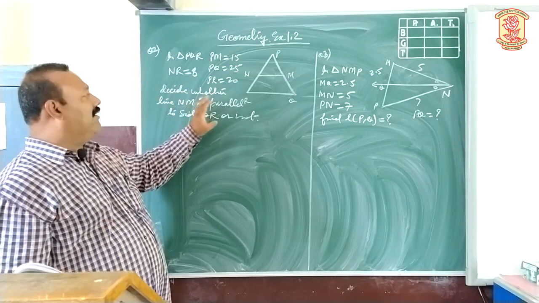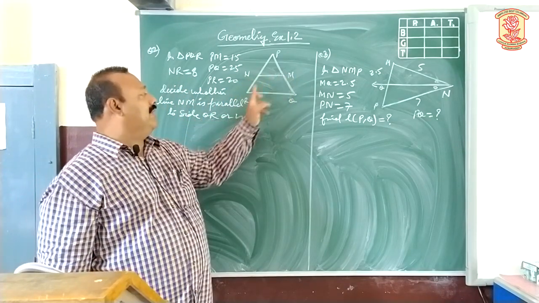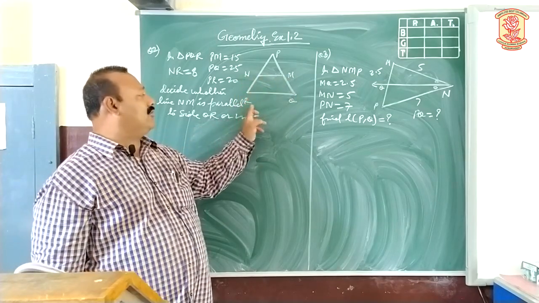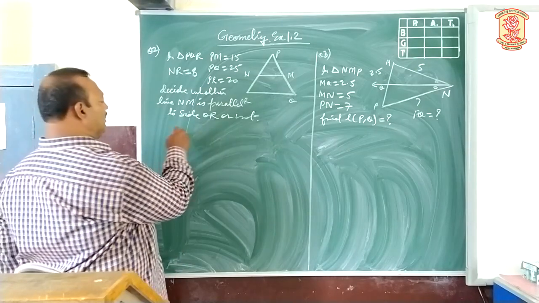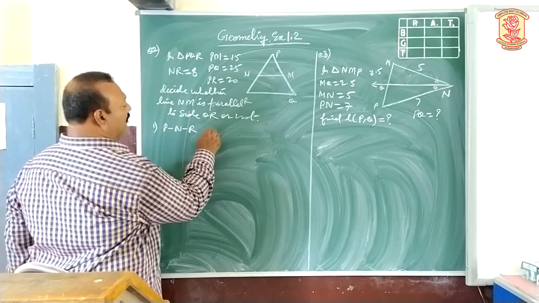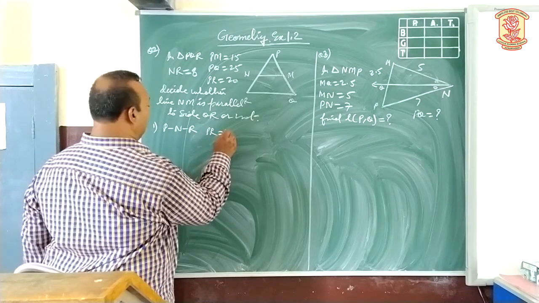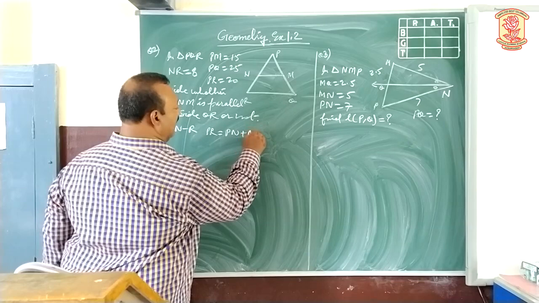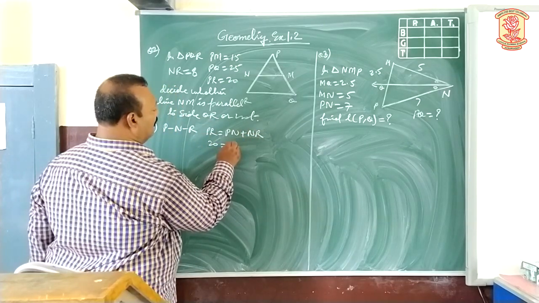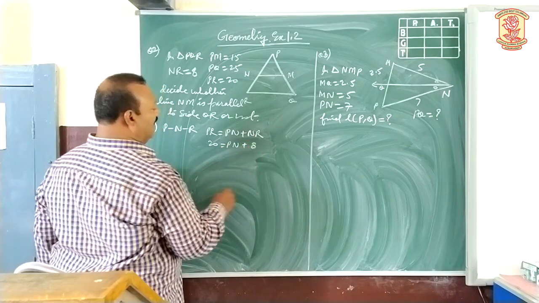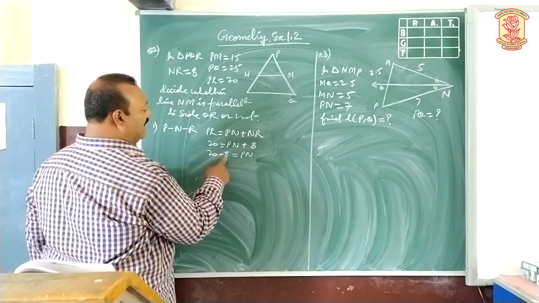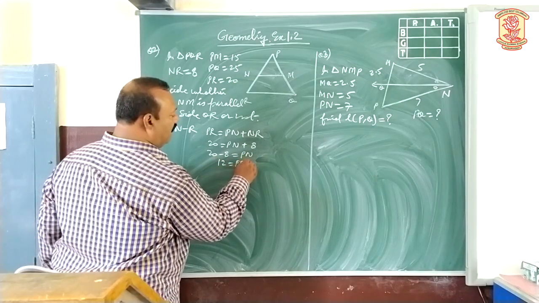We have to decide whether line NM is parallel to side QR or not. Now how to proceed? First of all, P-N-R means PR is nothing but PN plus NR. Value of PR, how much is it? 20. PN is not there, we have to find it. And length of NR is 8. 20 minus 8 equals the length of PN. From 20 subtract this, 12 equals the length of PN.